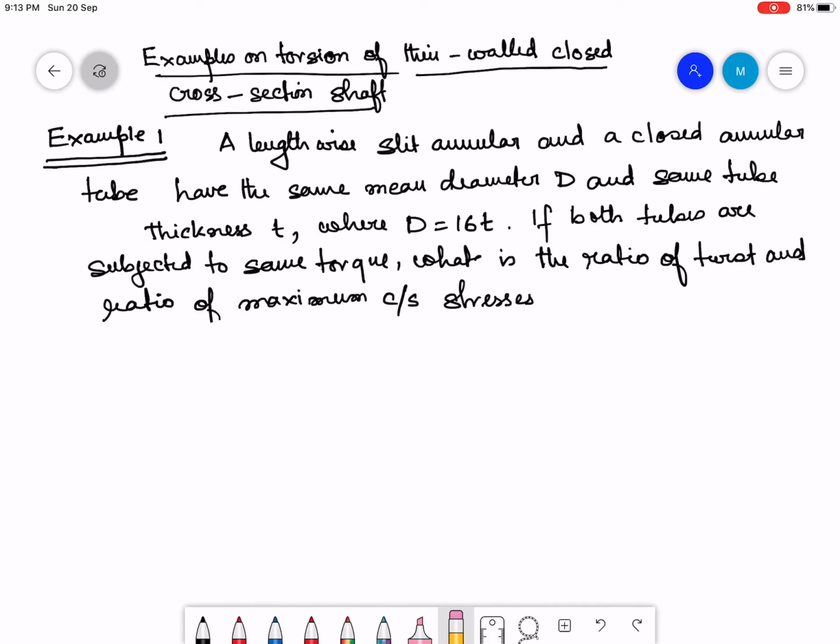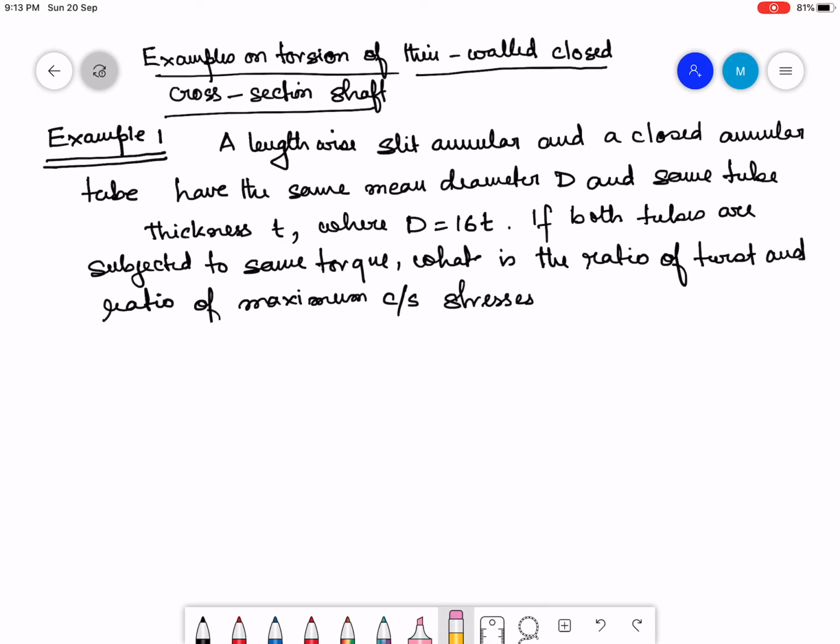Hello. So in this module, we will solve certain example problems on torsion of thin wall closed cross-section shaft so as to assimilate the theory that we have studied in the earlier lecture better. So the first example is where we have two shafts or tubes having annular cross section, but in one of the tubes there is a lengthwise slit whereas the other tube is completely closed.